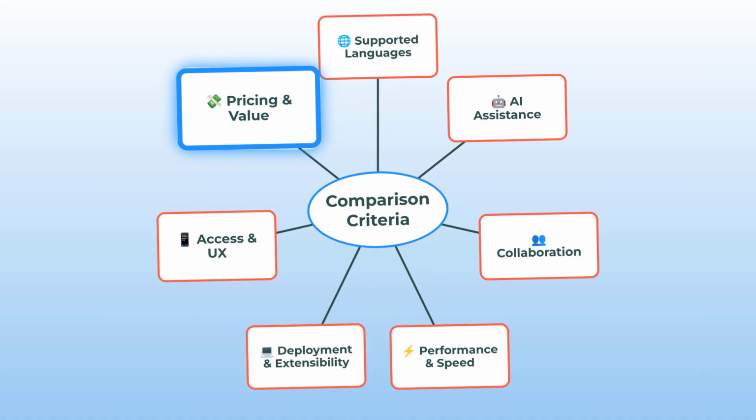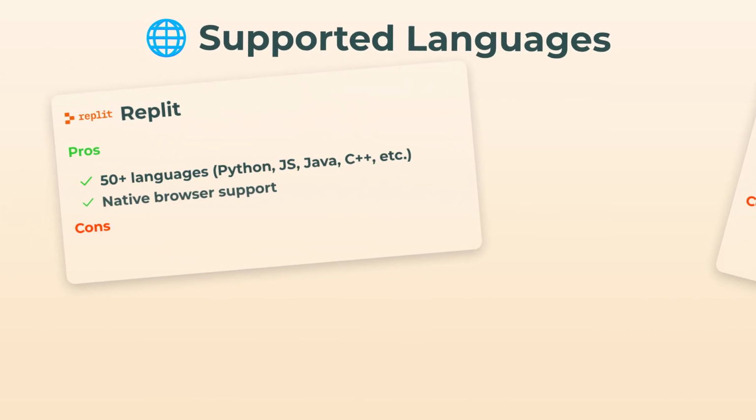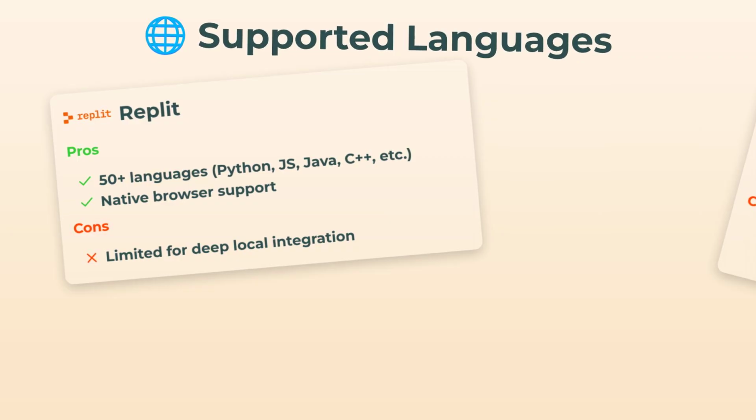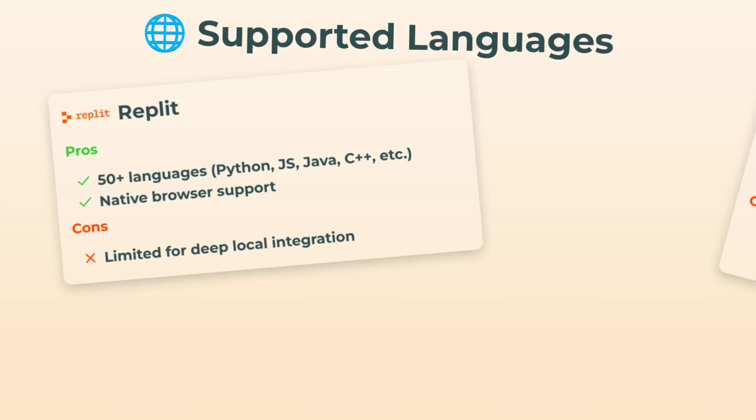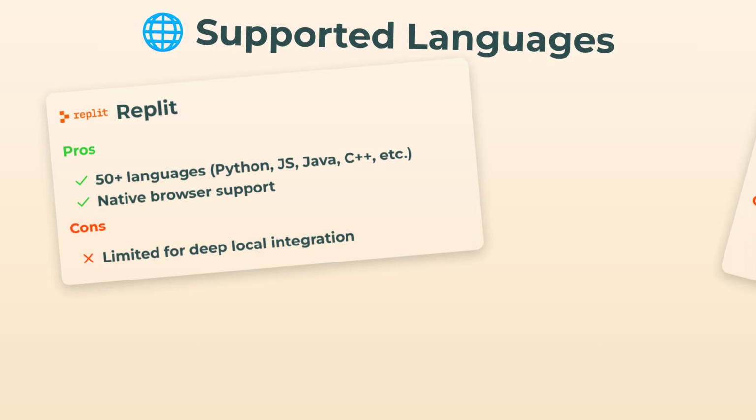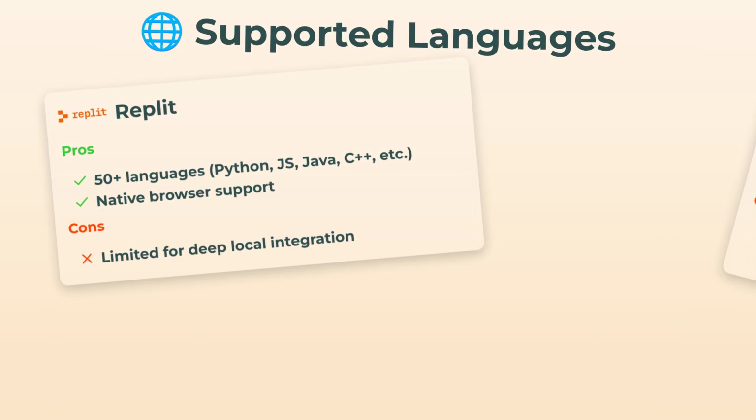Let's get into it. Starting off with supported languages, so Replit absolutely throws open the doors with support for over 50 languages. You want Python, JavaScript, C++, Java, whatever, chances are Replit's got your stack ready to roll right in the browser. I mean, that's wild, right? Okay, sometimes you do bump into limits if you want deep local integration, but for most people it's more than enough.